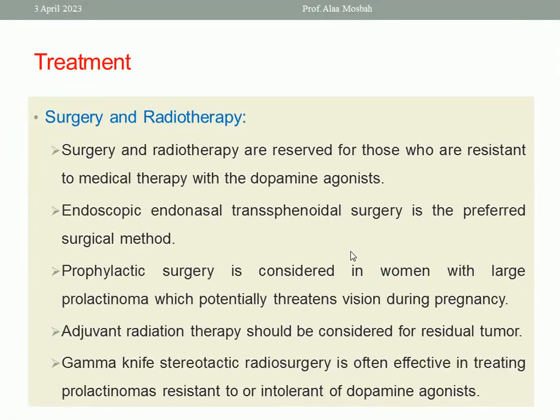What about surgery and radiotherapy? Surgery and radiotherapy are reserved for those who are resistant to medical therapy with dopamine agonist. Like what? Like endoscopic endonasal transsphenoidal surgery.